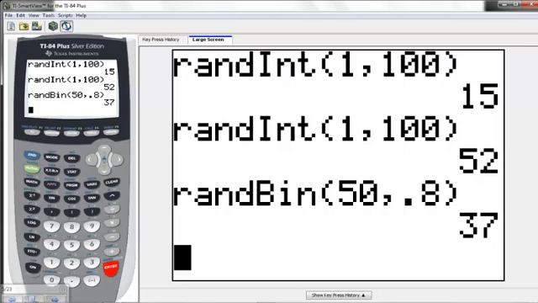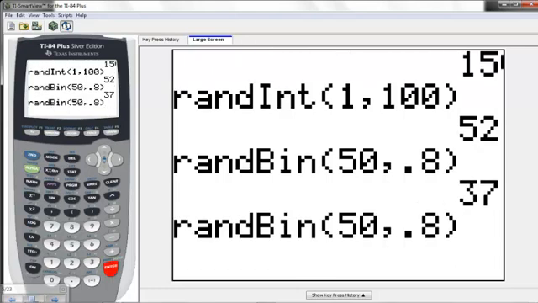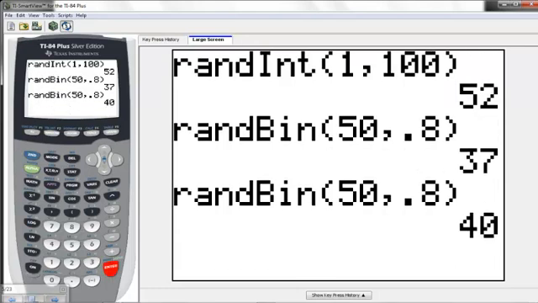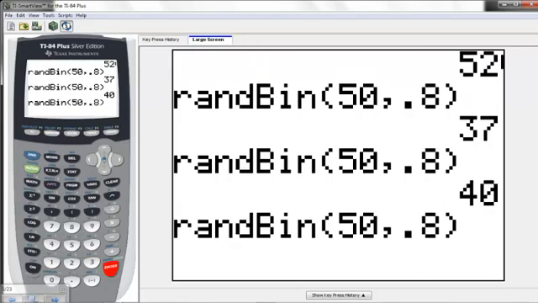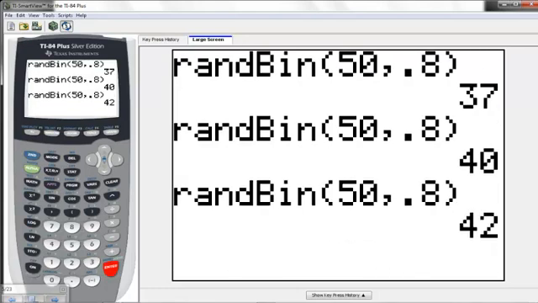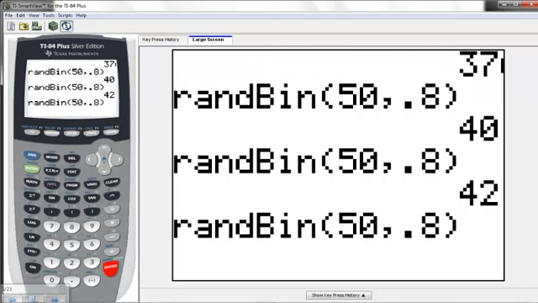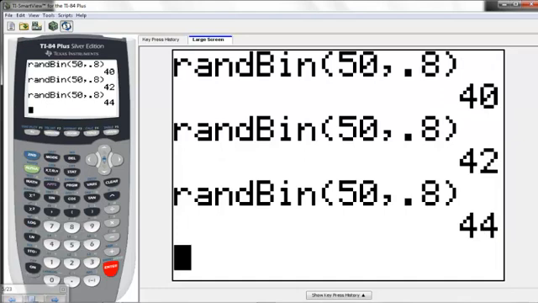Oh, you might not be at 80% pretty. Here's another 50. 40 out of 50 I made. Exactly what's expected. Here's another 50 shots. 42 out of 50. Do you understand that each one of these is a simulation of 50 shots and saying how many I made?